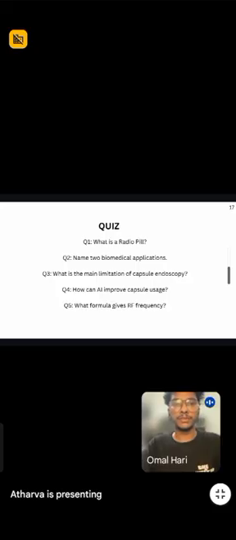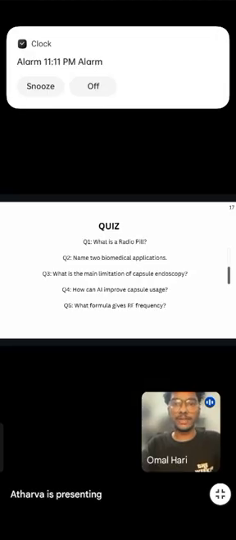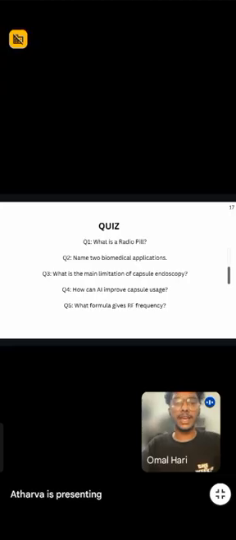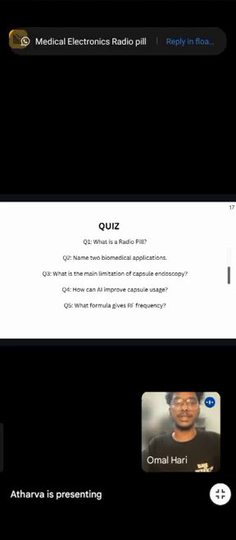I will be discussing some important questions of this topic. So the first question is what is a radio pill? The second one is name two biomedical applications. Third is what is the main limitation of capsule endoscopy. Fourth is how can AI improve capsule usage? The fifth is what formula gives RF frequency?